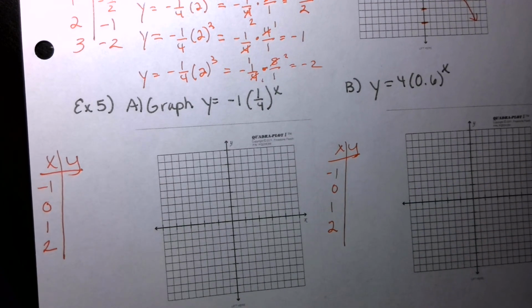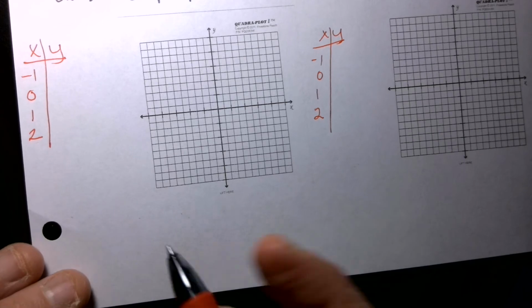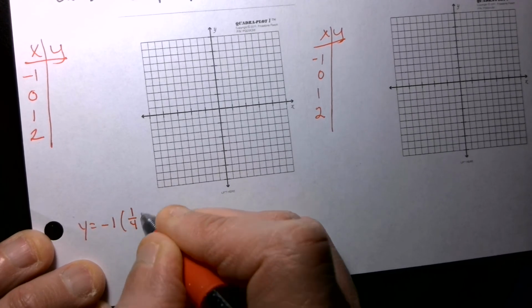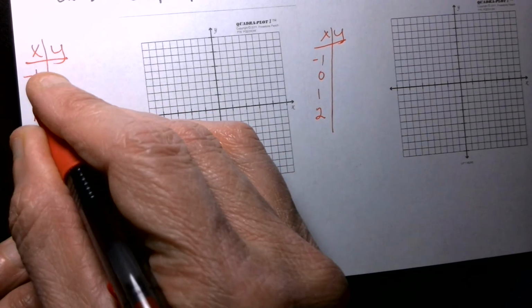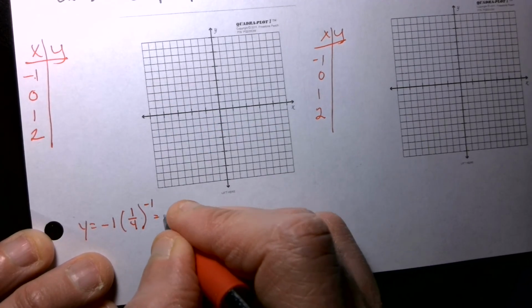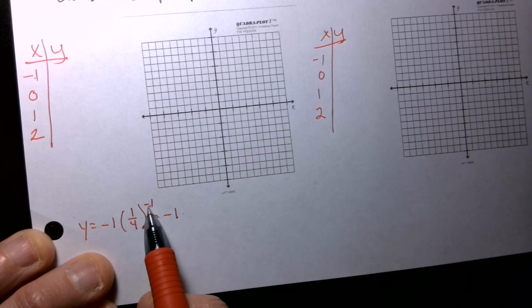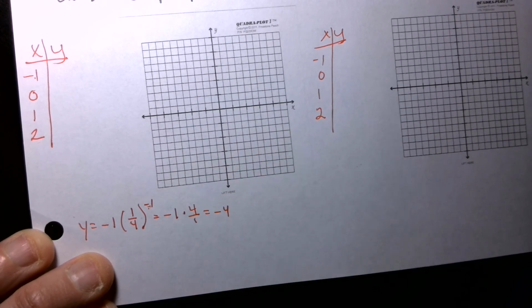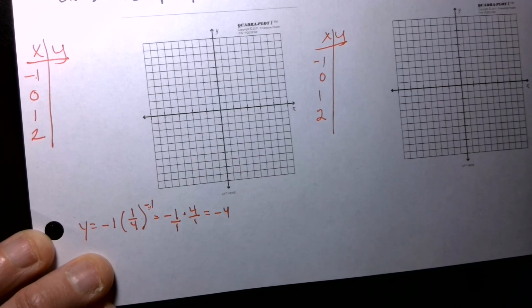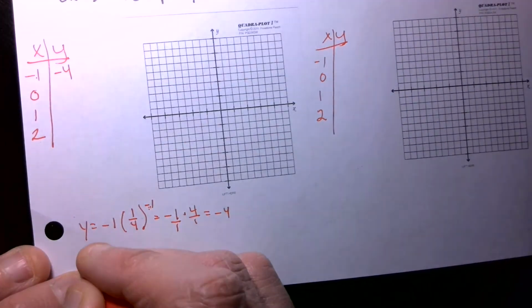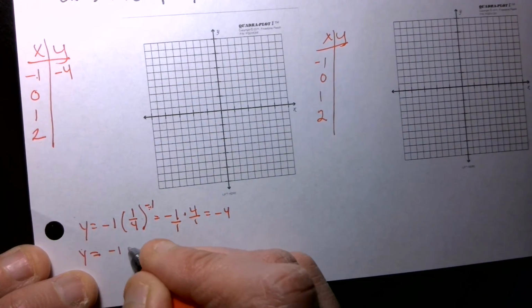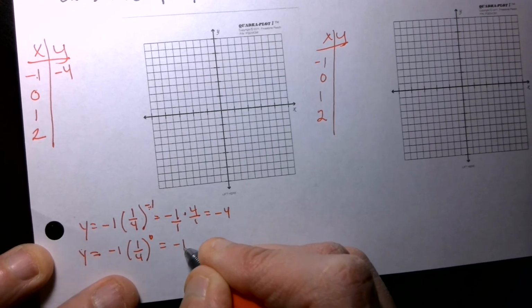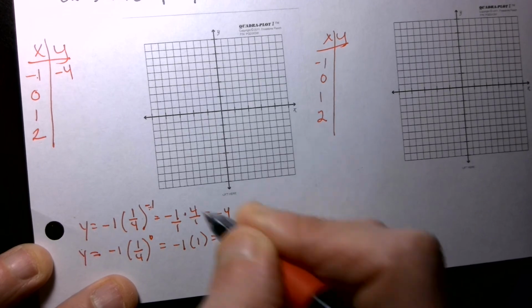So, I'm doing my work down here, a little more scrunched on room here. Y equals negative 1 times a fourth raised to the negative 1 power. So that equals a negative 1. In order to get this positive, I flip this. Times 4 over 1, that equals a negative 4. Y equals negative 1 times 1/4 raised to the 0. Negative 1, anything to the 0 is 1. I get a negative 1.